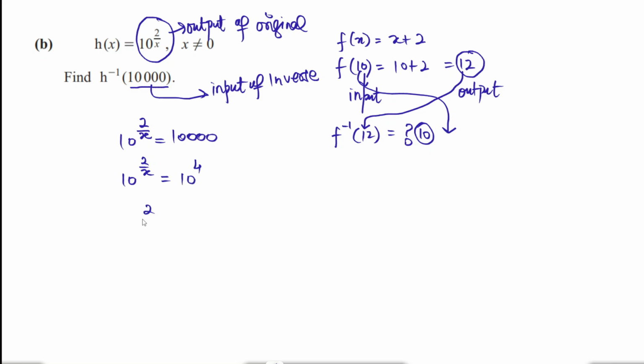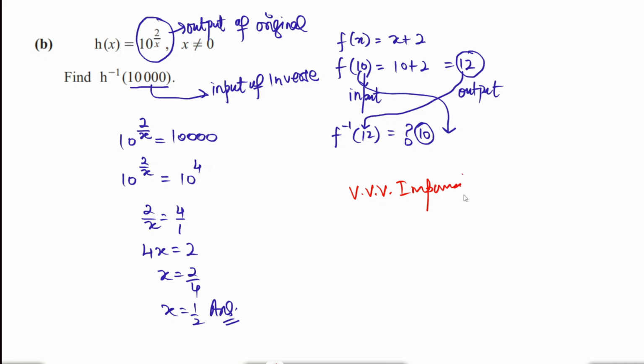So 10 power 2 by x equals 10 power 4. Since the bases are the same, the powers have to be equal, and we cross multiply. 4 into x, that is 4x. 2 into 1, that is 2, and x comes out to be 2 by 4. x comes out to be half. That is going to be your answer. This is a very, very important problem, and in functions, this question comes for 1 or 2 marks, depending on the problem's level. You have to remember this shortcut every time.